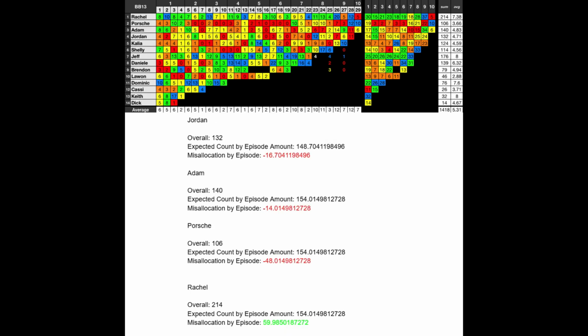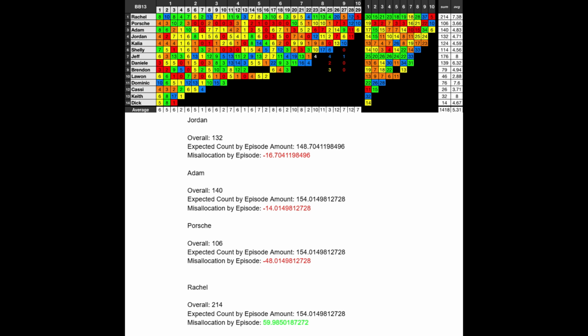Jordan got 132 diary rooms, and her expected count by episode amount is 148.7. This means that she is under-distributed with a negative 16 misallocation overall. Adam got 140 diary rooms, and his expected count by episode amount is 154.01, causing him to have a negative 14.01 misallocation.